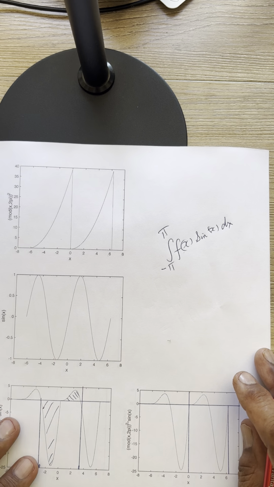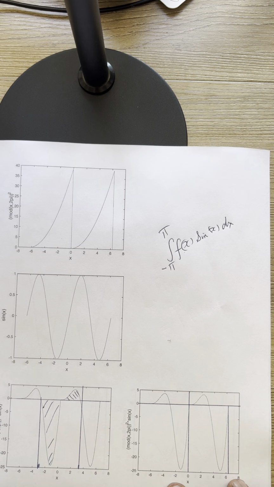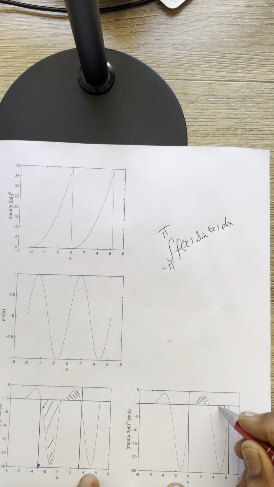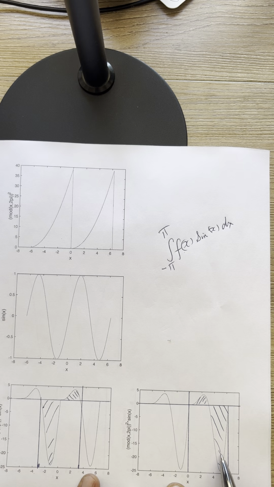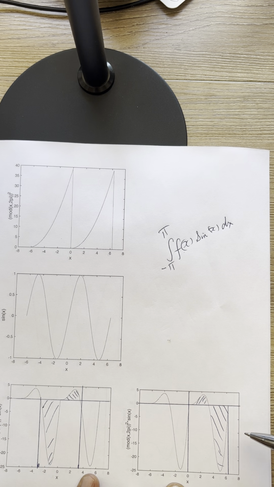That's the y equals 0 line. The integral from 0 to 2 pi would be this positive area and this negative area. This negative area matches this. I didn't draw this properly, I'm sorry. This positive area matches that.